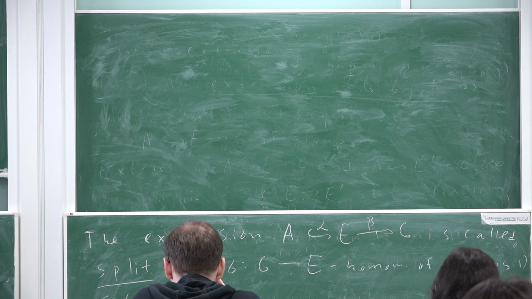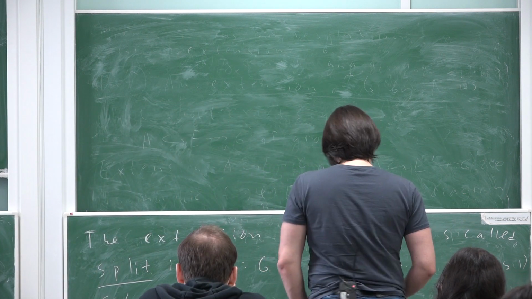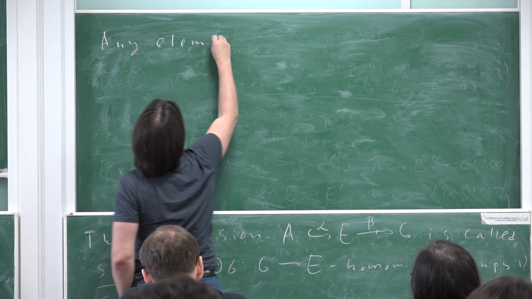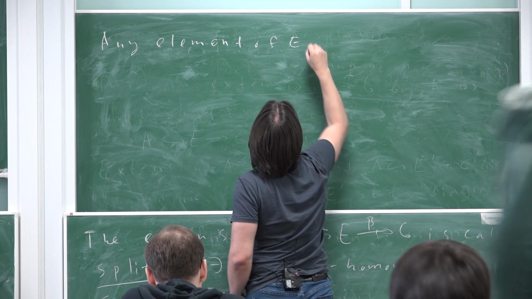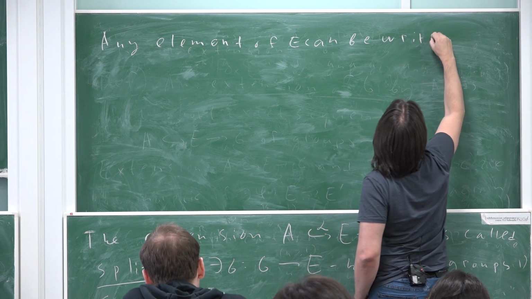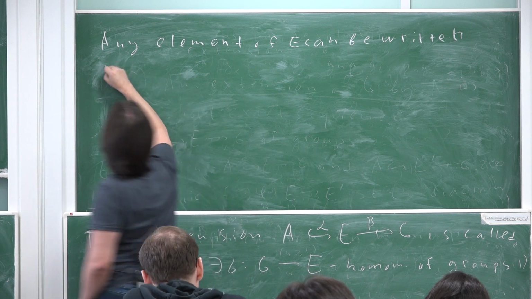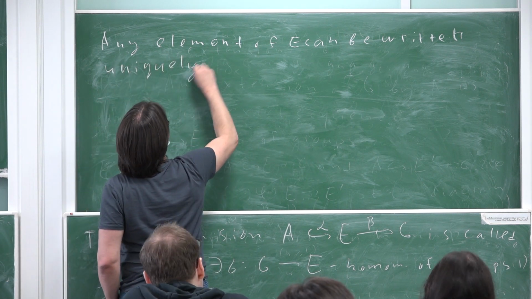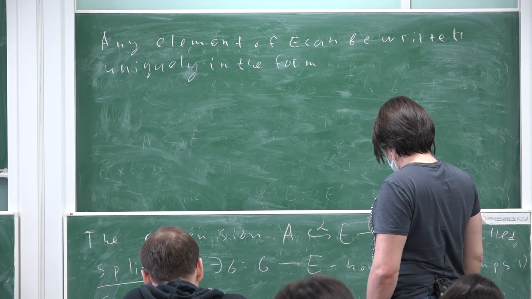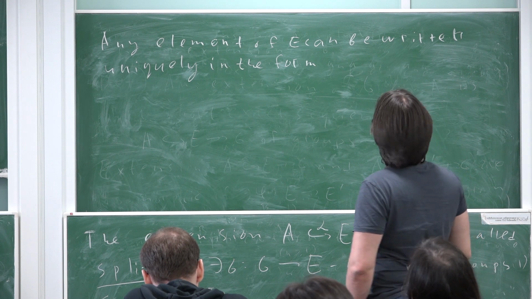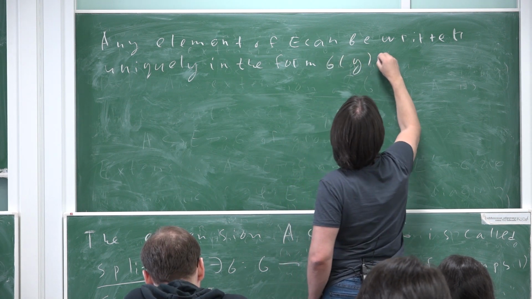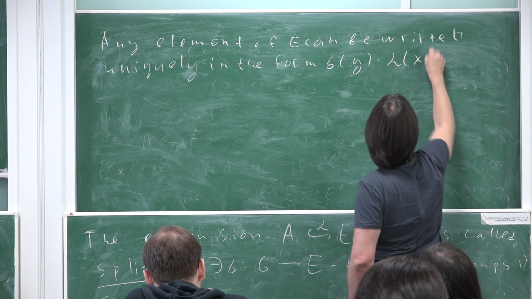So now we still can write any element of the group E uniquely in the form sigma of G times alpha of X. Yes.